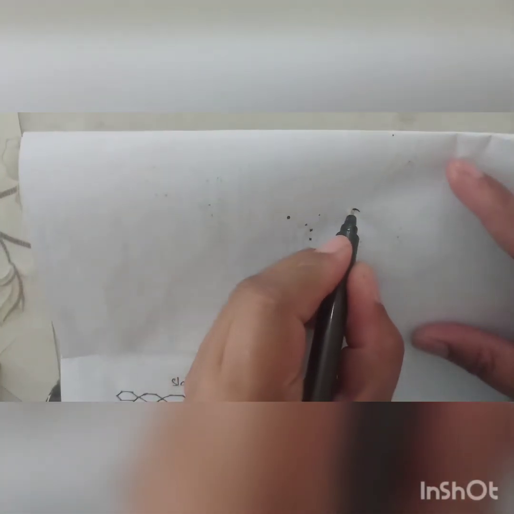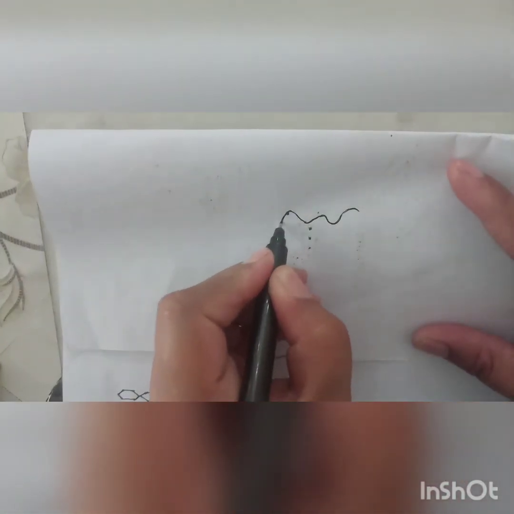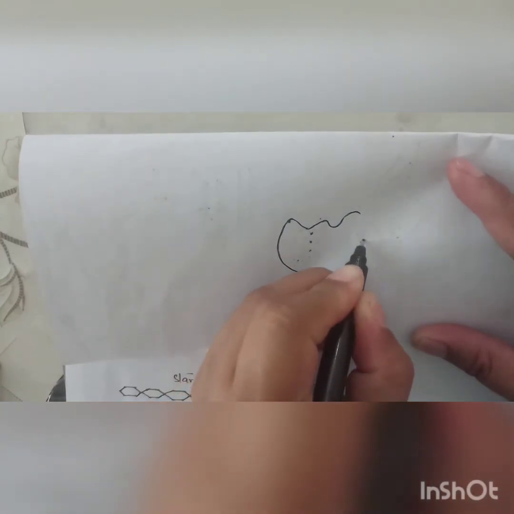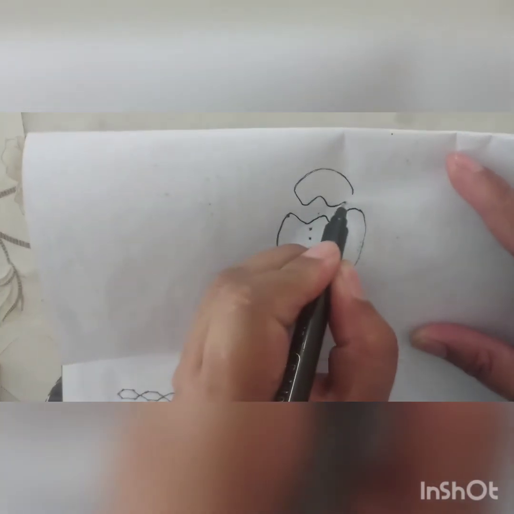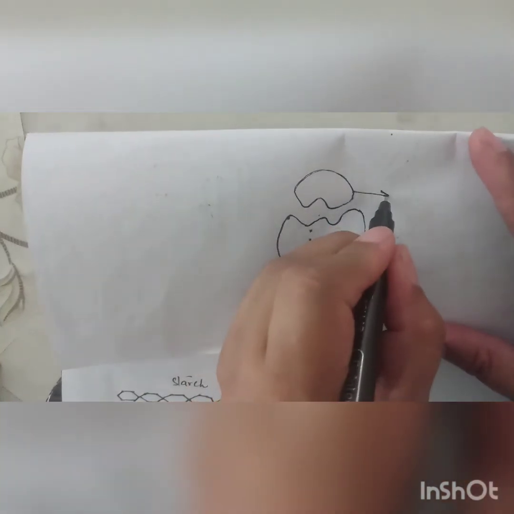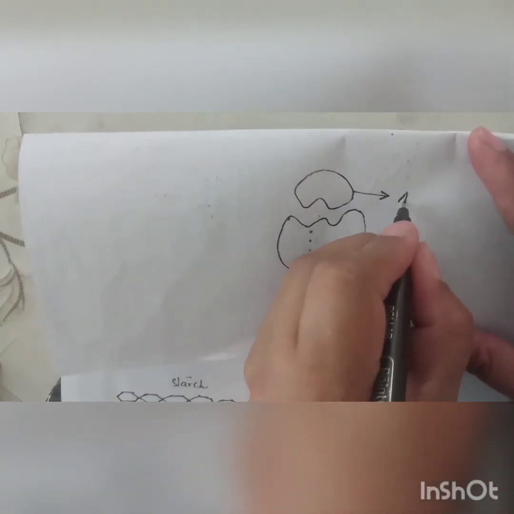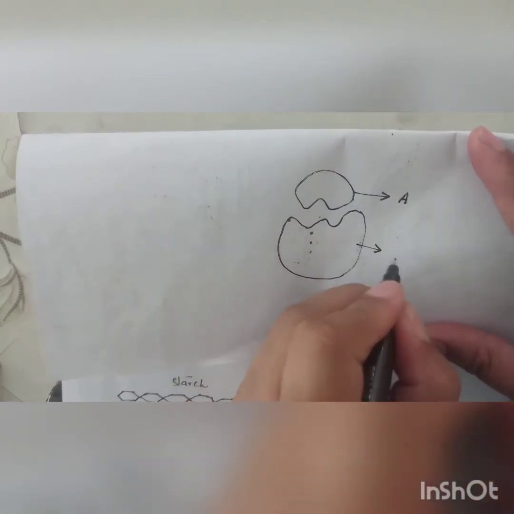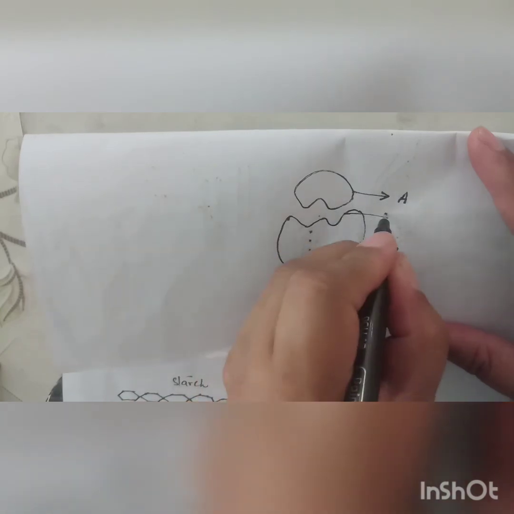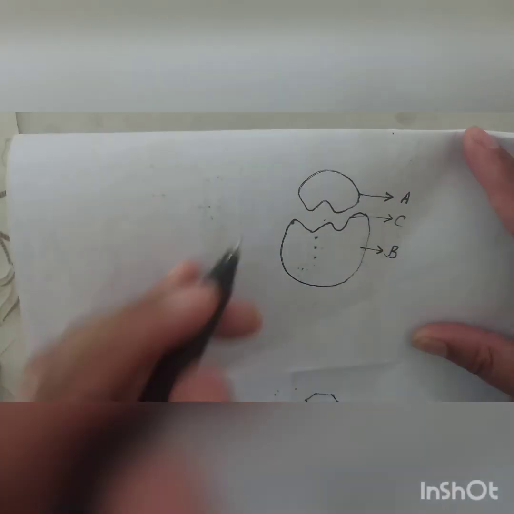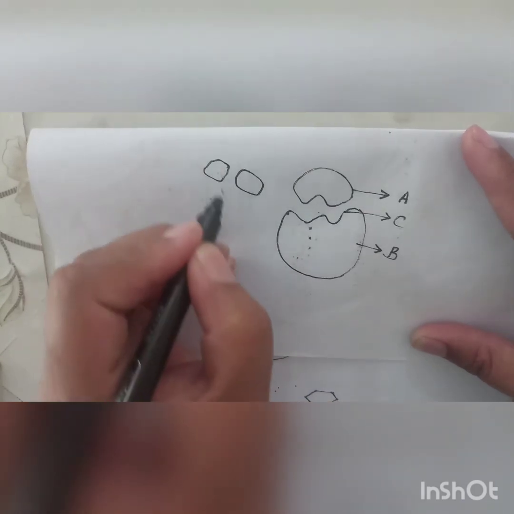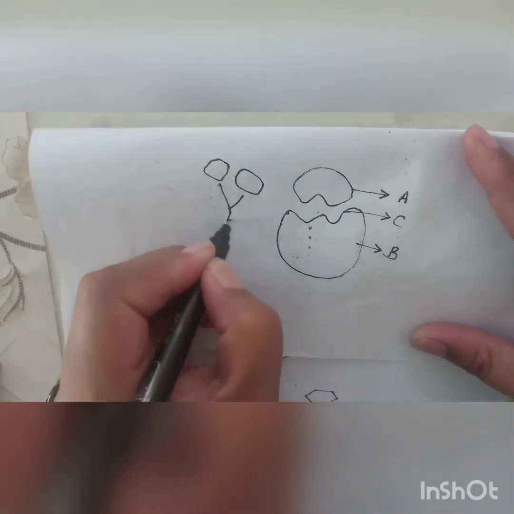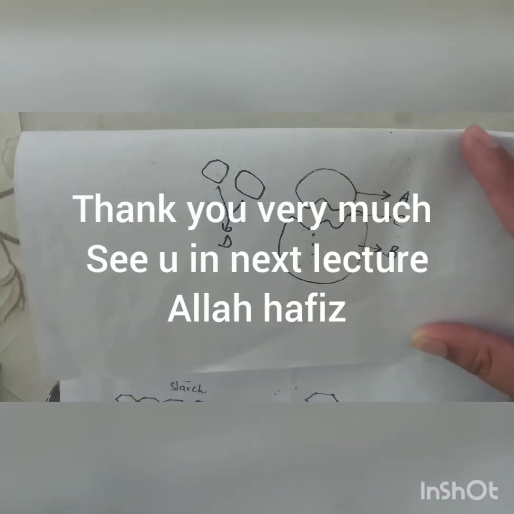Okay, if we have this picture, can you name them? What is A? What is B? What is C? And what is D? This is your assignment.